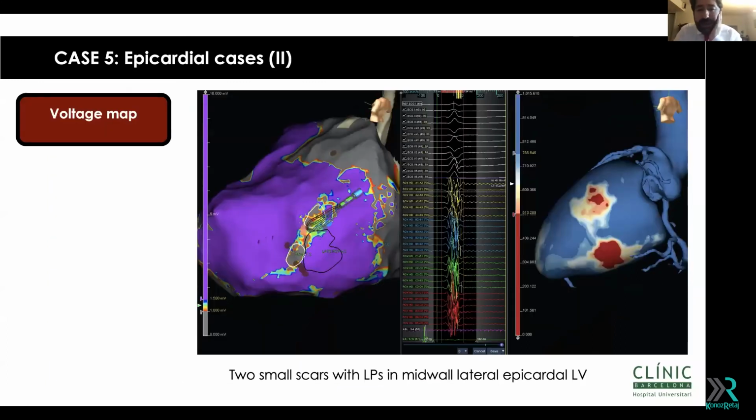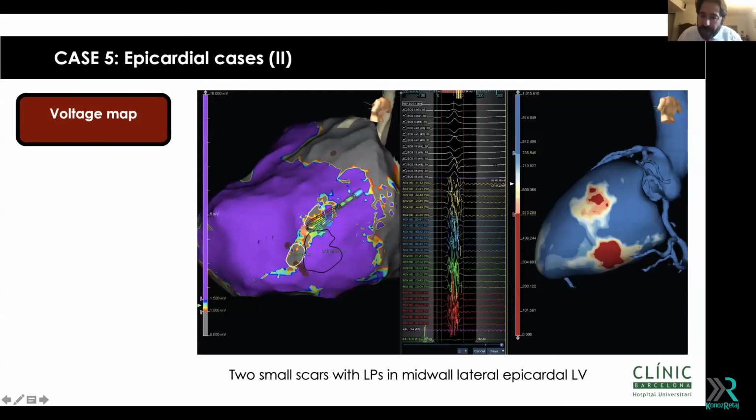Another epicardial case, actually a very recent case. This case was done yesterday by me. This is a patient with very early left ventricle dysplasia. And you can clearly see here two small scars in the epicardial lateral wall. You can also see that we also used the CT scan, so you can see the coronary arteries here merged with the MRI.